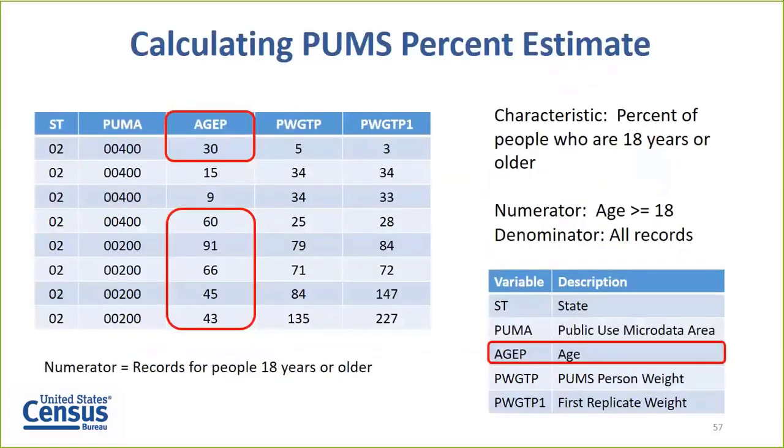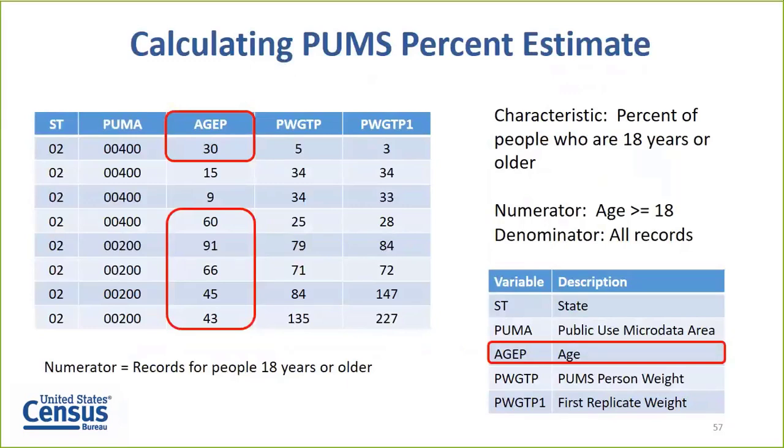So now we will work through the example. As I mentioned in the previous slides, PUMS provides individual records. To obtain an estimate, sum the PUMS weights for the records which are for your characteristic. The estimate we will calculate for this worked example is the percent of people age 18 and older. We will need the numerator and the denominator to calculate the percent. The numerator is all records where the age is greater than or equal to 18, and the denominator will be all people, that is, all records.